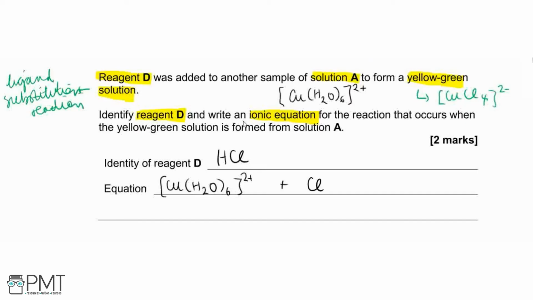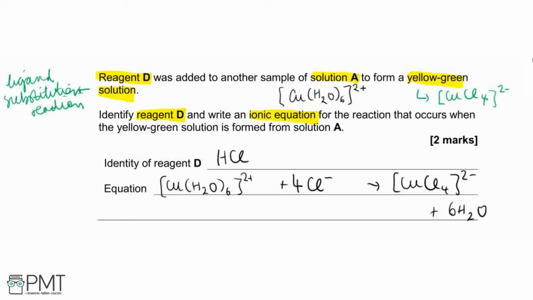And we're reacting these with our chloride ions from that HCl, from our reagent D, and we're producing our copper tetrachloride complex. Therefore we're going to need 4 equivalents of the HCl, so 4 equivalents of those chloride ions, and we're substituting out the 6 waters. So we produce those on the right hand side of our equation. Just a quick check that our charges are balanced: we've got 2 minus for our charge on the left hand side and 2 minus for our charge on the right hand side. So we've got a correctly balanced equation.